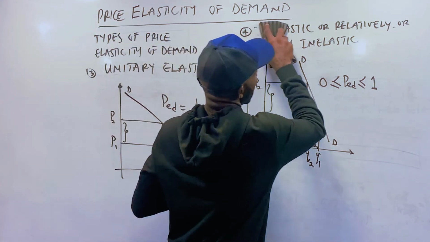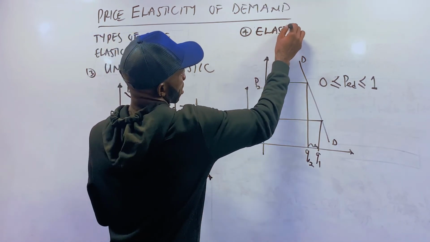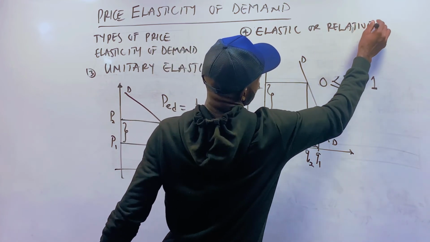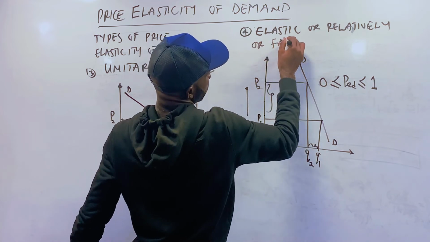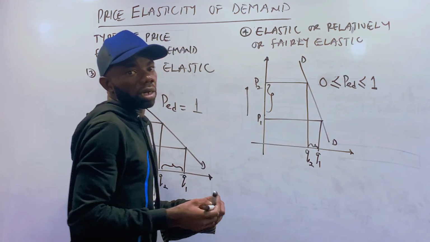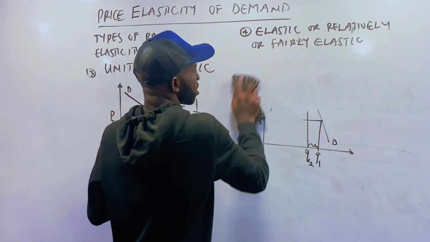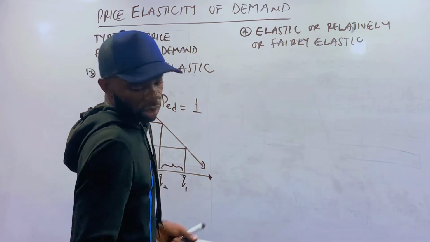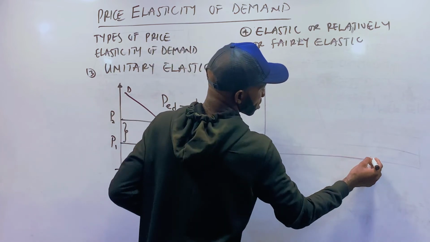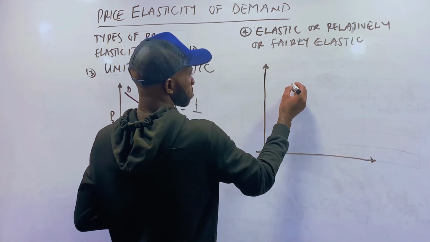The fourth one that we have here is relatively elastic. So we move gradually. We'll call it elastic or relatively or fairly elastic. So in this aspect, we can just go straight to remind ourselves that the diagram is the opposite of what we have under relatively inelastic. So we just go straight with something like this. And then we have an adjustment from unitary, which gives us this.